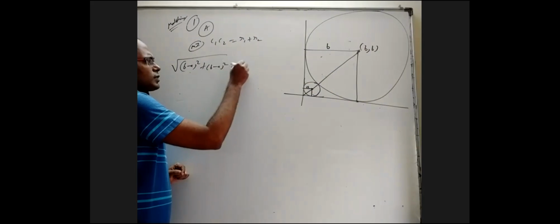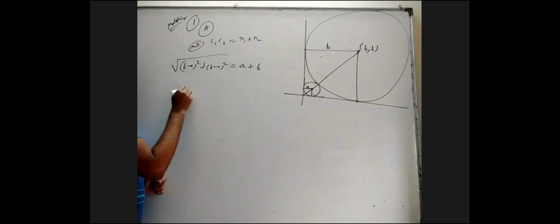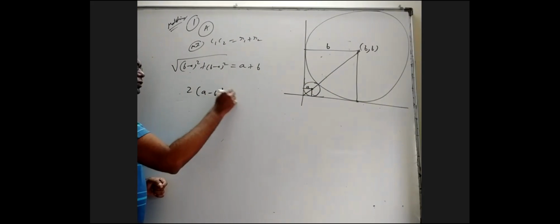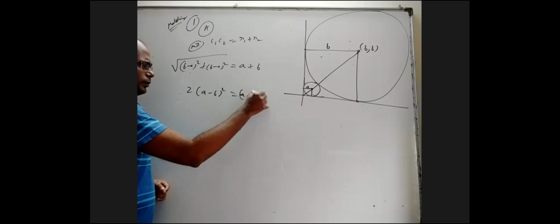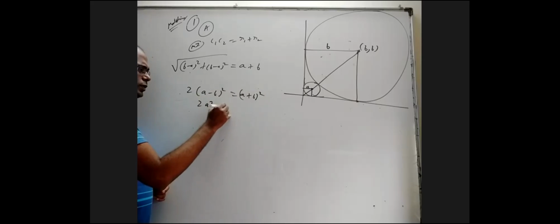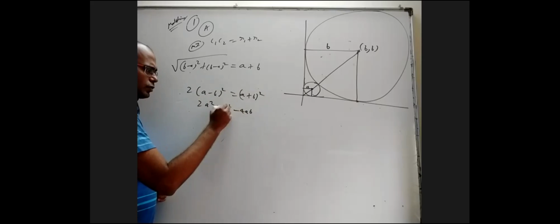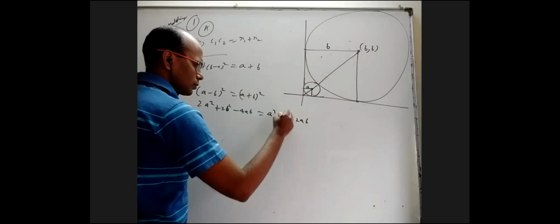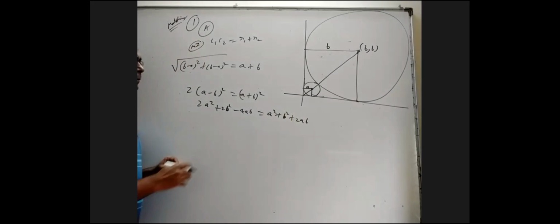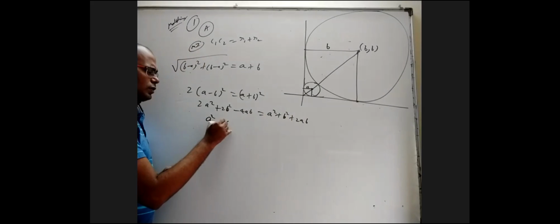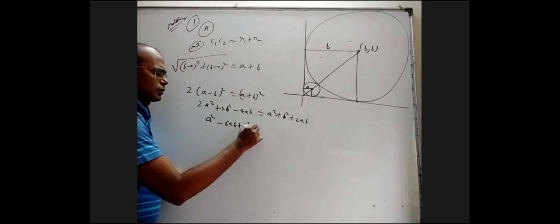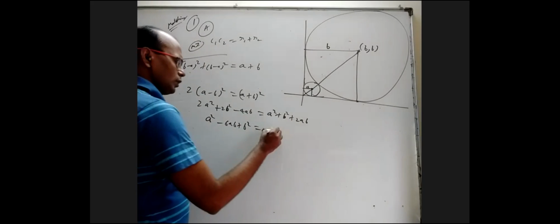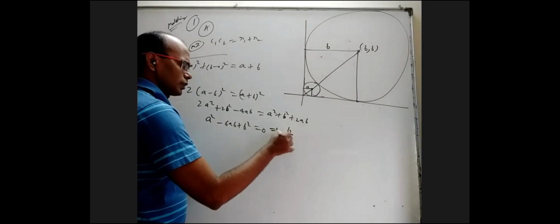The radius of the first circle is A, the second circle is B. If you square it, 2 times (A minus B) whole square is (A plus B) whole square. 2A square plus 2B square minus 4AB is equal to A square plus B square plus 2AB. When you bring one side, we'll get A square minus 6AB plus B square equal to 0. If you divide by A square, it will become a quadratic equation.